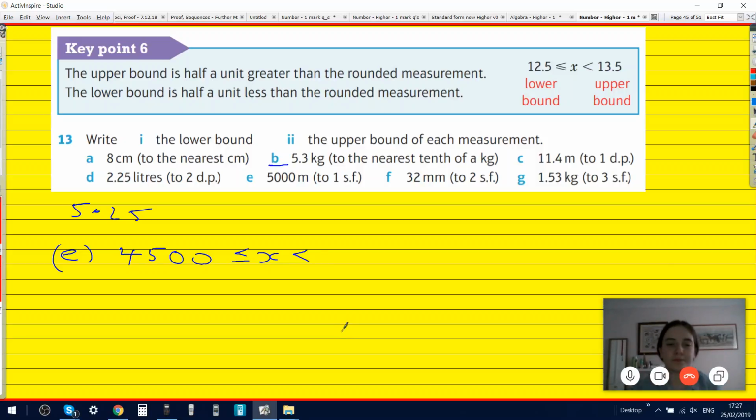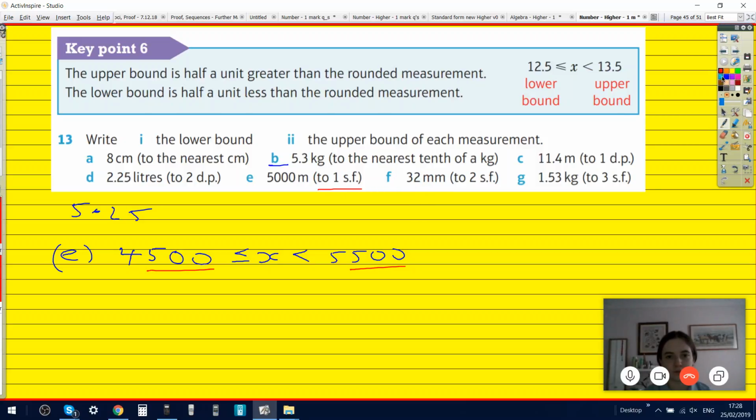To 5,500. What is the value of the first significant figure in this one? 5,000. Yeah. And so the thousands. What is half of 1,000? 500. And so you add 500 and subtract 500 to 5,000. I realise we never actually did bounds, because it's a real revision topic. I'm going to have to do something about that.